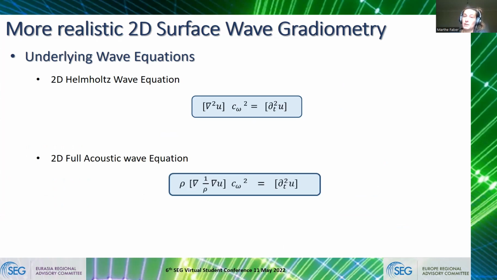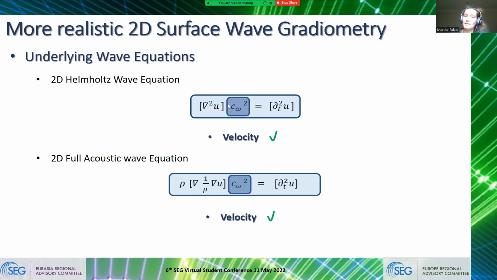So this is why we would like to introduce a new wave equation into the workflow, notably the full acoustic wave equation, where we consider density to be a variable and not only a constant as is assumed in the Helmholtz model. So if we visually compare those two equations, they are very similar. And we see that we can get phase velocity out of both of those equations. Now the question is if we can additionally estimate density from this full acoustic wave equation.